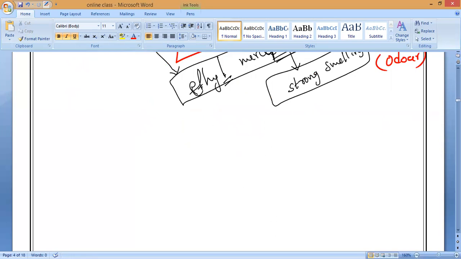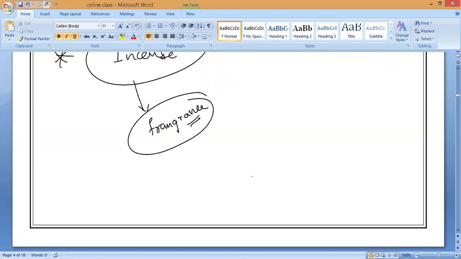So the smell which you are feeling, that is the smell of ethyl mercaptan. The leakage of LPG is not detected by us because it is an odorless gas. That is why we are mixing a substance called ethyl mercaptan, which will help to detect the leakage of cooking gas. Is it okay, guys?